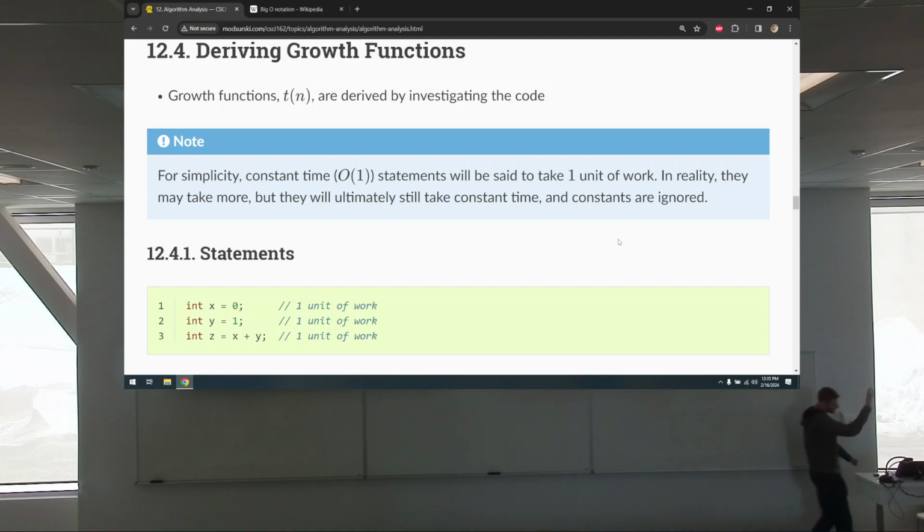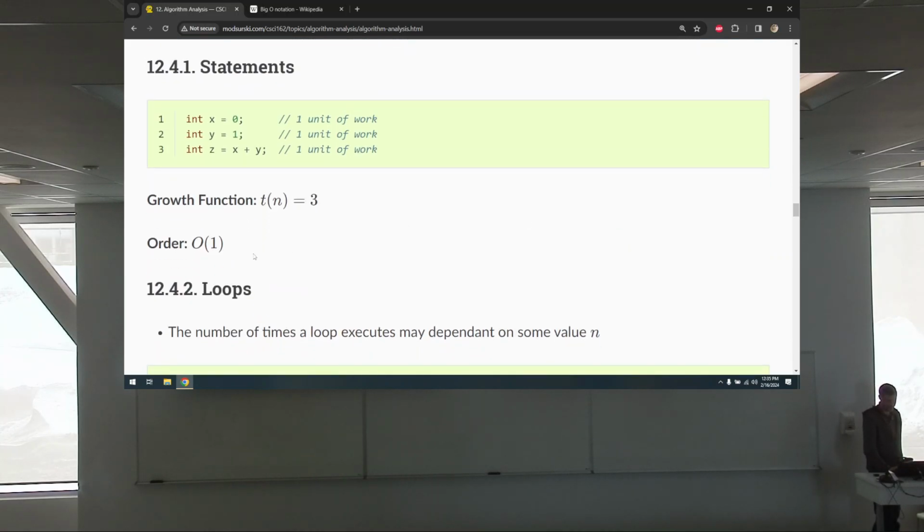Whenever we have a simple statement like that, that's what we're looking for. So T of n is 3, but it's order 1. Now again, that's probably not the most accurate T of n. It's sufficient for our needs, because the total amount of work each of those statements takes might be a little different, but it's fine for us right now.